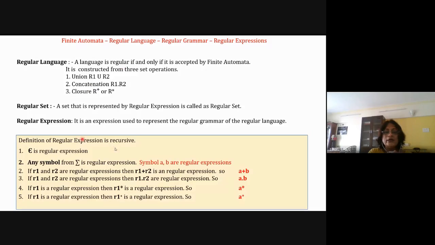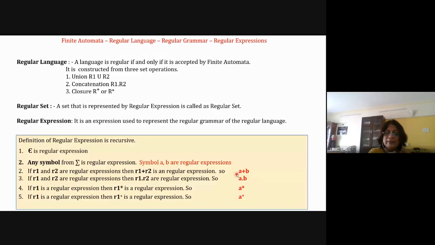Okay. Now, what is regular expression? The definition of regular expression is recursive. Epsilon symbol is a regular expression. Any symbol from sigma is a regular expression. If you have R1 as a regular expression and R2 as a regular expression already, then R1 plus R2 is a regular expression. So we can say that A plus B is a regular expression. Means epsilon is a regular expression, symbol A and symbol B from sigma are regular expressions, A plus B is also a regular expression, A dot B is a regular expression, A star and A plus. All these are regular expressions.